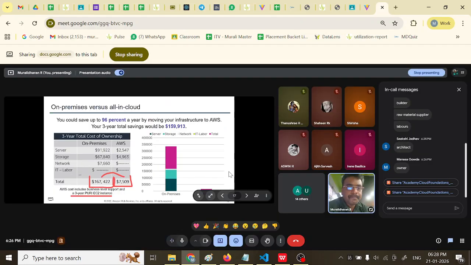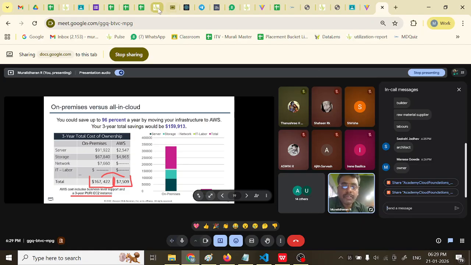PURI means what? Just now we revised. Partial upfront reserved instance, correct? Partial upfront reserved instance. That is, you're going to pay partially. You're not going to pay everything fully.